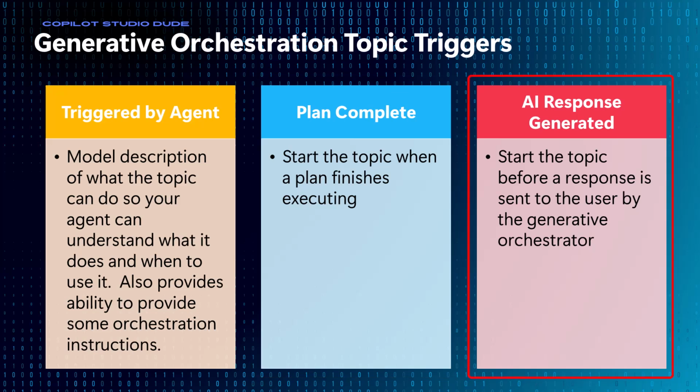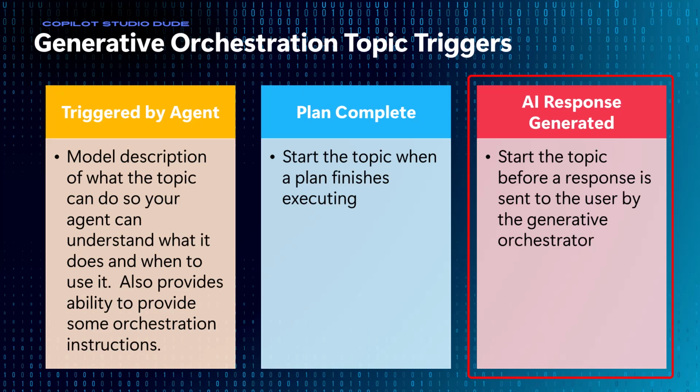Then we have this last one, which is the AI response generated. Now, this is to start the topic before a response is sent to the user by the generative orchestrator. So in other words, it's already generated the response off of the plan, but I don't want to send it to the user quite yet. I want to do this action or this functionality before I send that response back to the actual user. So this is a really good way of being able to do some different things.